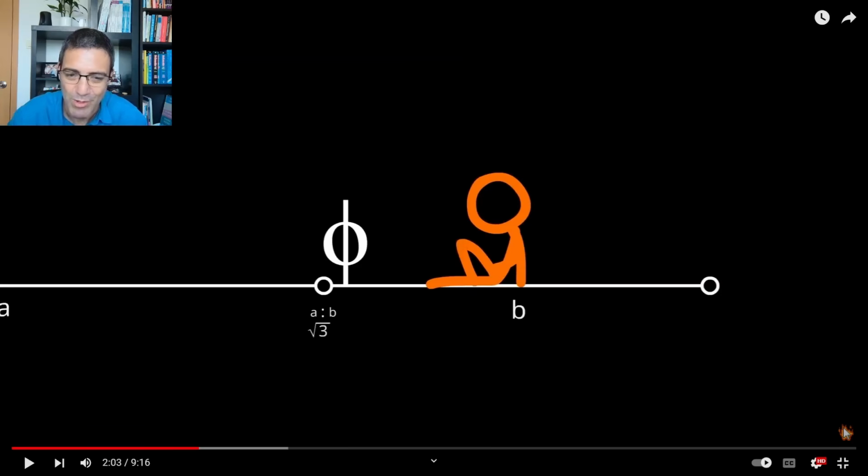Notice root 3, which is 1.732, just a little bit bigger than 1.618.